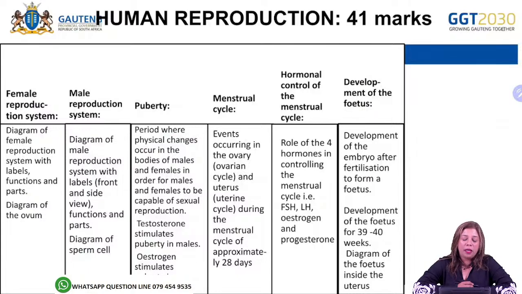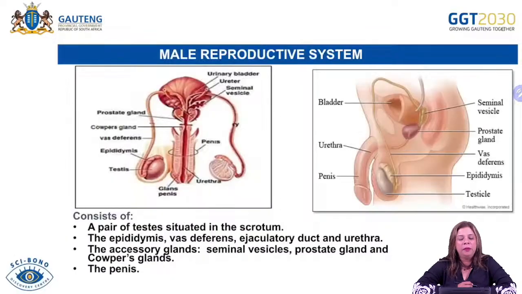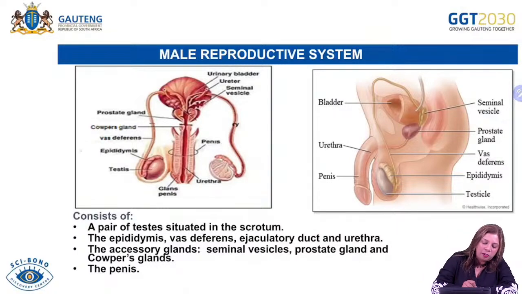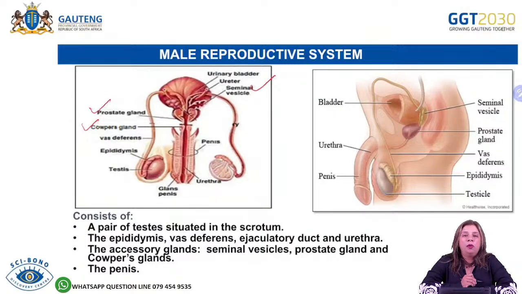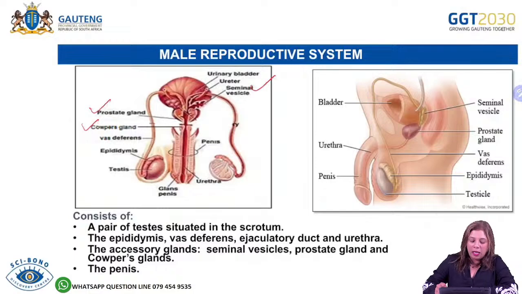Now, in the next part of our work, we're going to talk about human reproduction. And I'm going to cover the female and the male reproductive system. So if you look at the male, you need to know the structure of the male reproductive system. There are many parts to this system. If you look at the accessory glands alone, we've got the prostate gland, the Cowper's gland, and the seminal vesicle. You need to know what is required by your exam guideline. So you need to refer to the exam guideline, and you need to be able to label the front view and the side view.